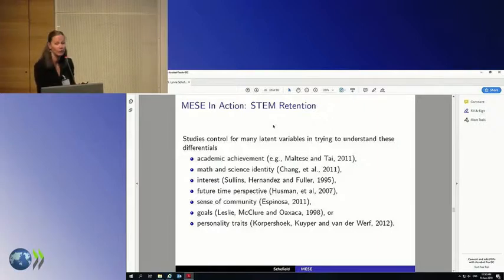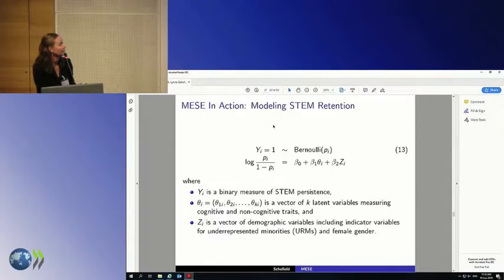Those include the math and science identity that the student has about themselves, their interest in STEM in general, their ideas about future time perspective, what they're going to do with this, how this is going to help them in some way get a job or other areas, their sense of community within the major, the goals they have for what they're going to do, and then all sorts of different aspects of their personality traits along the way. So we're going to model STEM retention using a binary measure of STEM persistence.